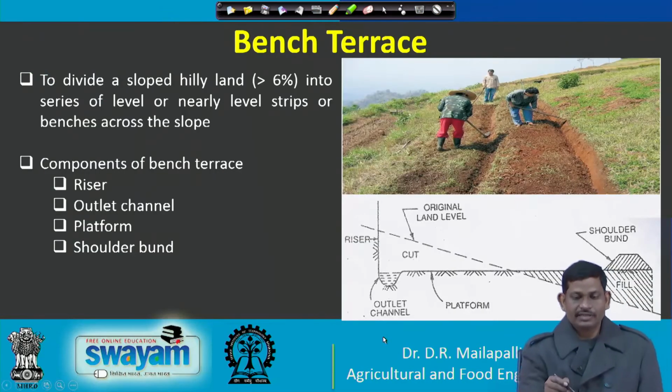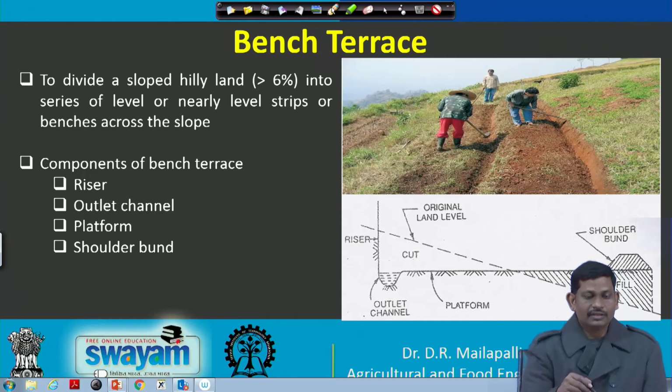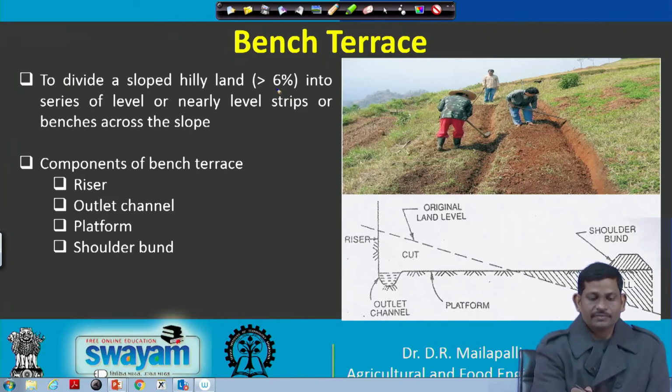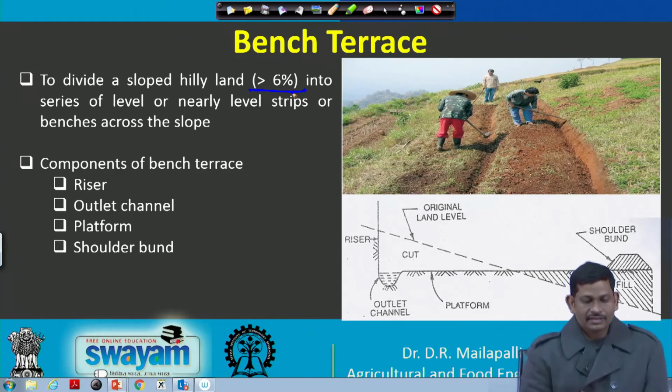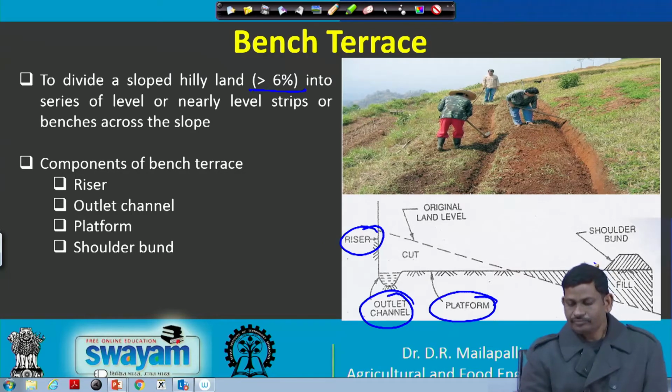The next is the bench terrace. If the slope is more than 6%, we are going to use bench terrace. That means the hilly areas are cut down into different benches of almost equal sizes. If you see here, the main components of a bench terrace are a riser, an outlet channel, a platform, and a shoulder bund.